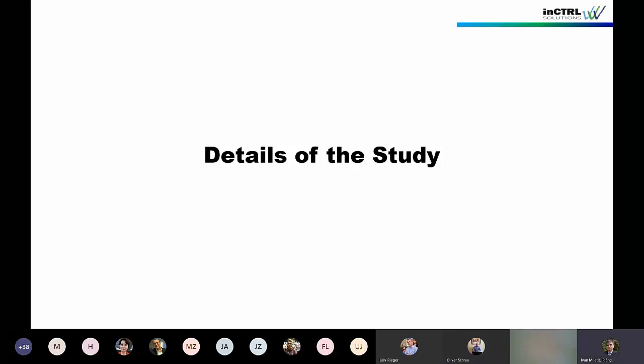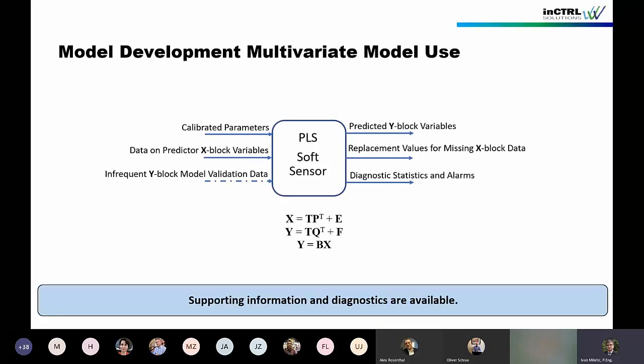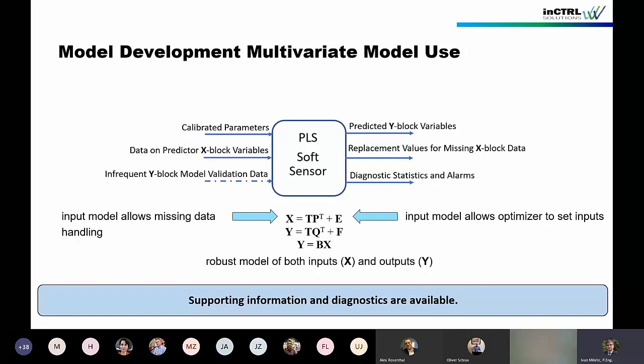All right, so I can show you some details of how this study worked. Basically, as Oliver was saying, this is based on a PLS model approach. Now, the main thing to get out of this description of how this works is that the modeling method provides a model for the process, for the model inputs, and for the model outputs.